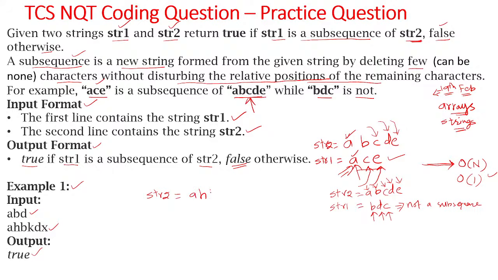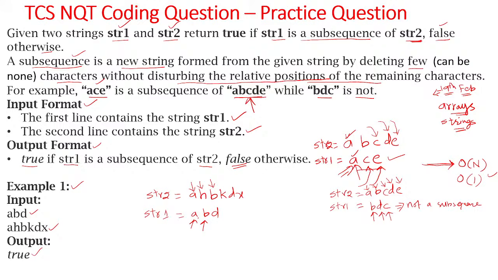String 2 is A H B K D X, and string 1 is A B D. So how to start? We'll start with the first character of string 1 and the first character of string 2. Then we'll compare whether both are equal. Yes. Then we'll move to the next character of string 1 and also string 2. Then we'll compare, H is equal to B? No. When it is not equal, we just move to the next character in string 2.